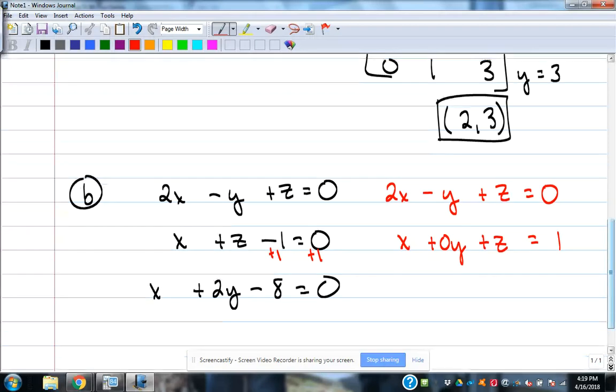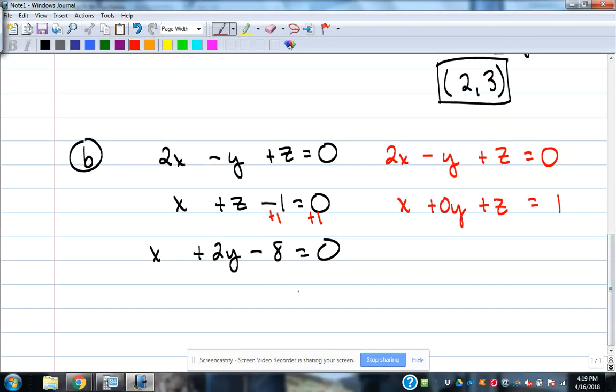The third equation, well, that 8 should be over there with that 0, so I'm going to move it. Addition this time because it's subtracting 8. So that would be x plus 2y equals 8. What's at the z spot? Another 0z there. So we've got some zeros in there.